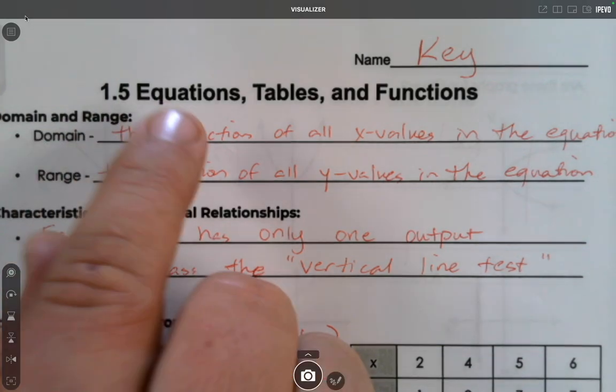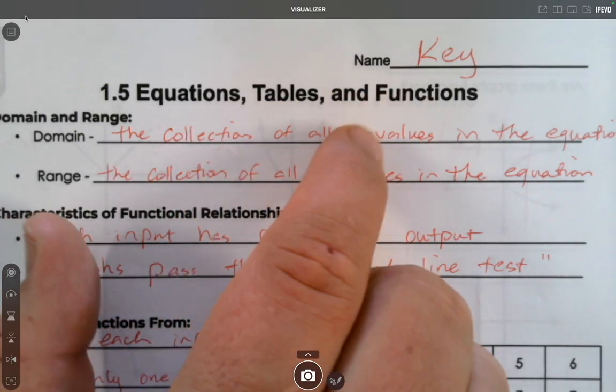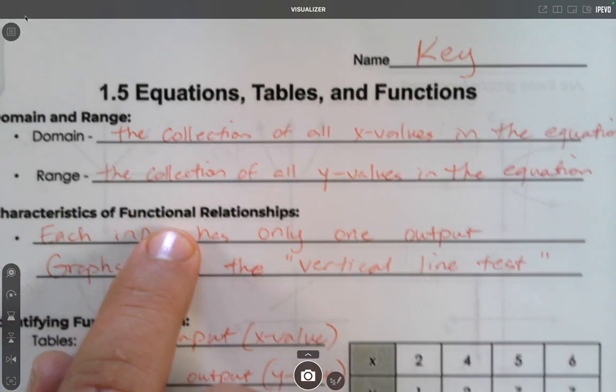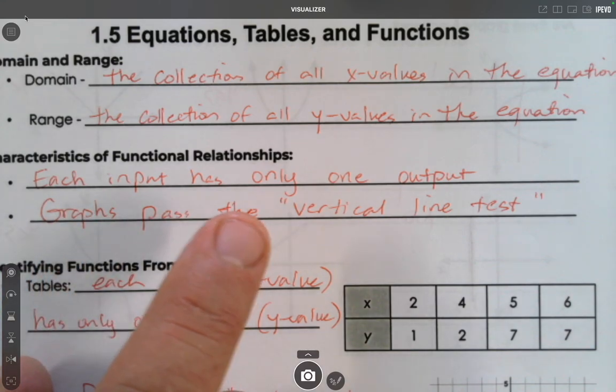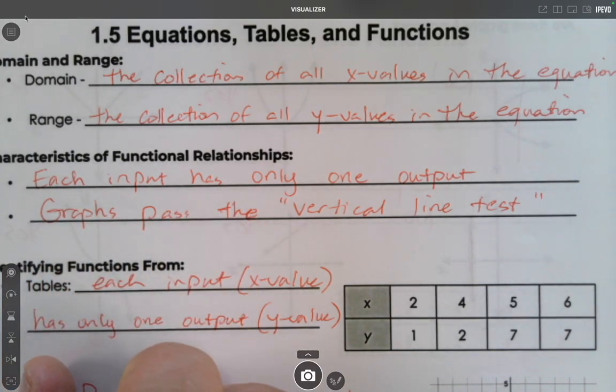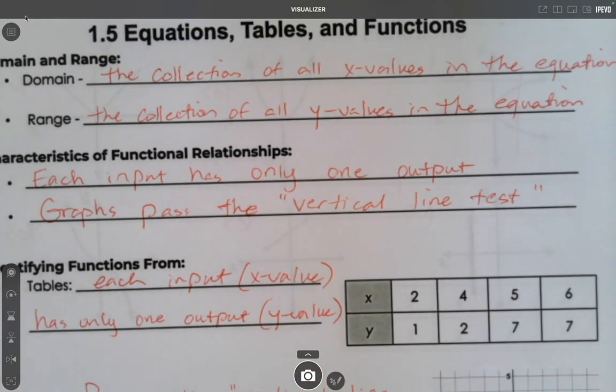Okay, so you see I've got three words up here: equations, tables, and functions. Now a function, here's what makes a function unique. Each input has only one output. Now what that means in terms of x and y is that x's are paired with exactly one y, never more.